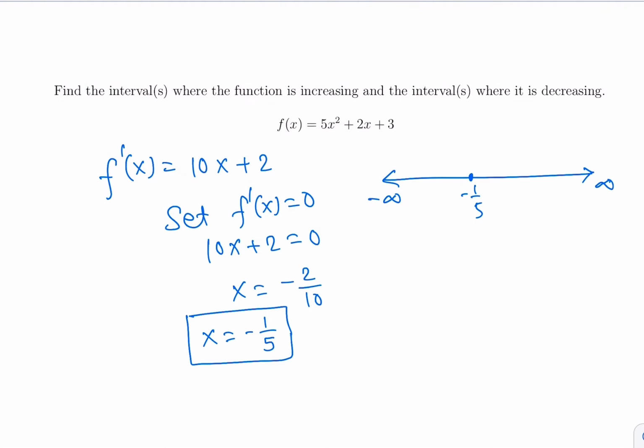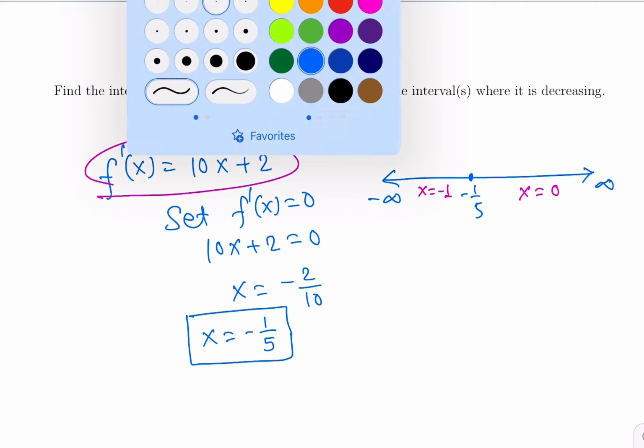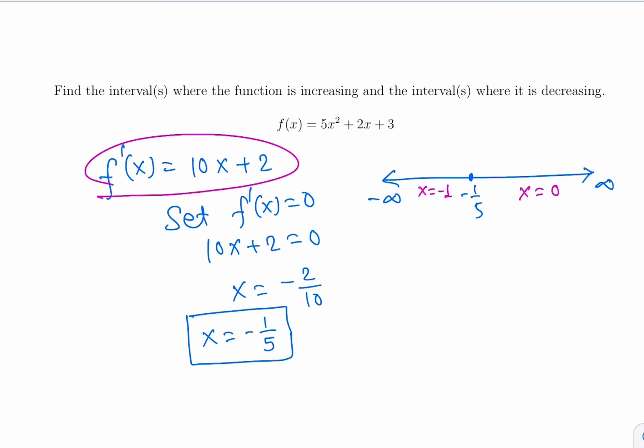You can pick any number in between. Let's say x equals 0. Let's pick x equals negative 1 or negative 2 and substitute here. And we know that if the derivative is negative, then the function is decreasing, and so on. So let's plug in 0 here.